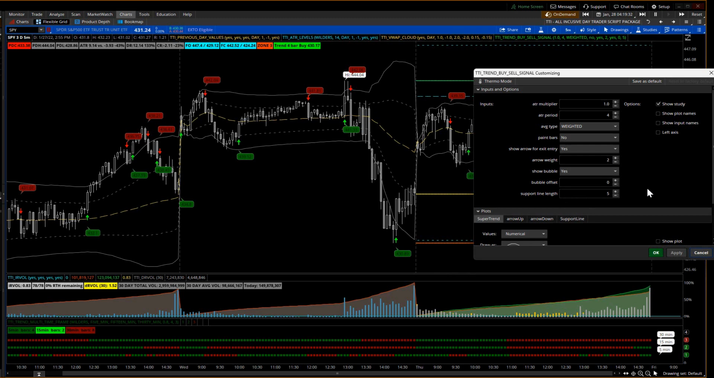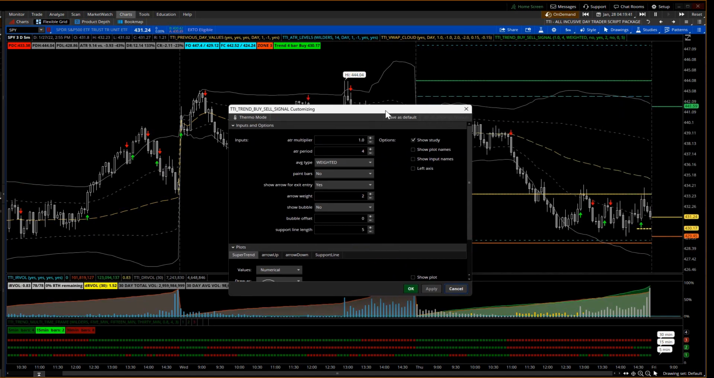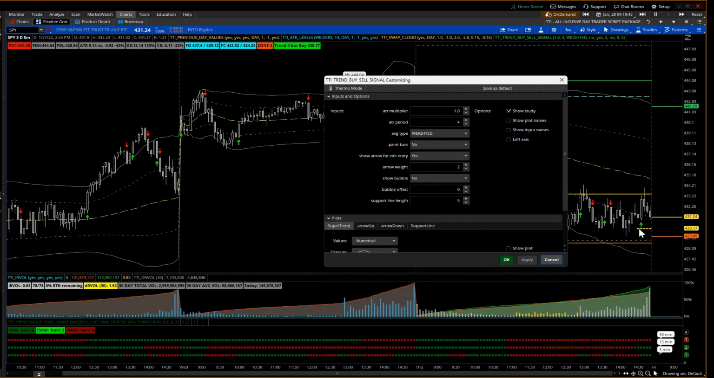Okay, so next we want to get rid of the bubbles, and then we have a support line. I'll show you that. So what the support line is, this little yellow bar right here. So the green arrow is a buy, so the yellow bar is the support area for that buy indication. So as price gets near that and tests that yellow, it could flip back to a sell. But it needs to close below that bar.